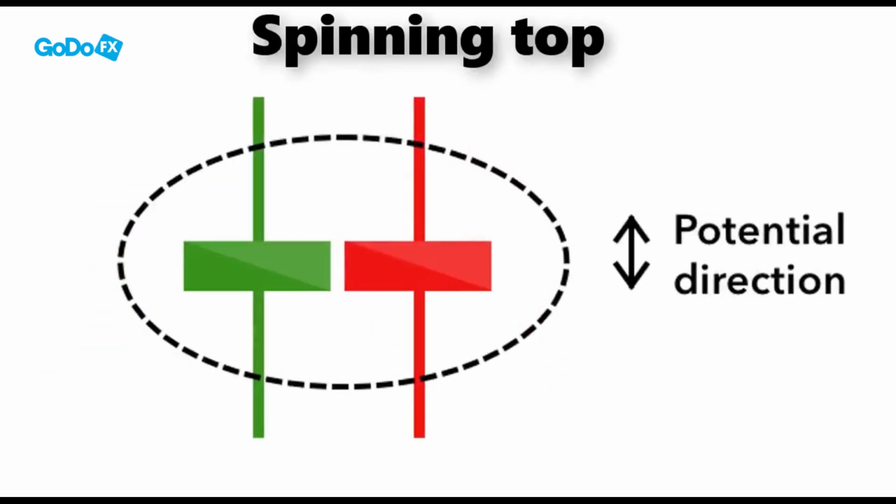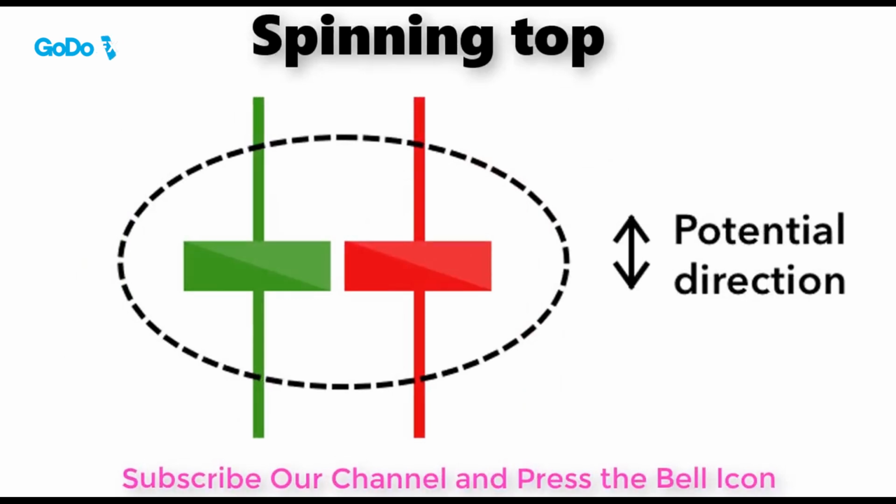Spinning top. The spinning top candlestick pattern has a short body centered between wicks of equal length. The pattern indicates indecision in the market, resulting in no meaningful change in price. The bulls sent the price higher, while the bears pushed it low again.